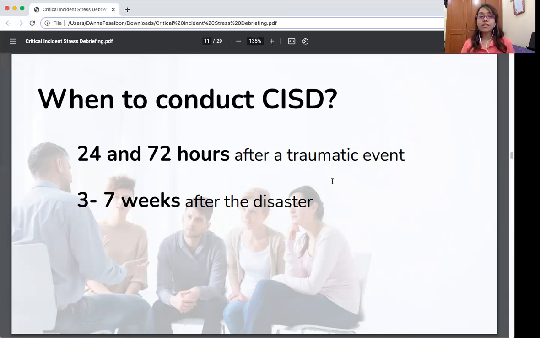several weeks after the disaster, because most of the people who have gone through a natural disaster would prefer to get the basic needs such as food and clothing more than a debriefing. So once those needs have been met, then CISD can come into place. Usually now it can be 6 to 7 weeks. It's better if it's done during that duration after the disaster.